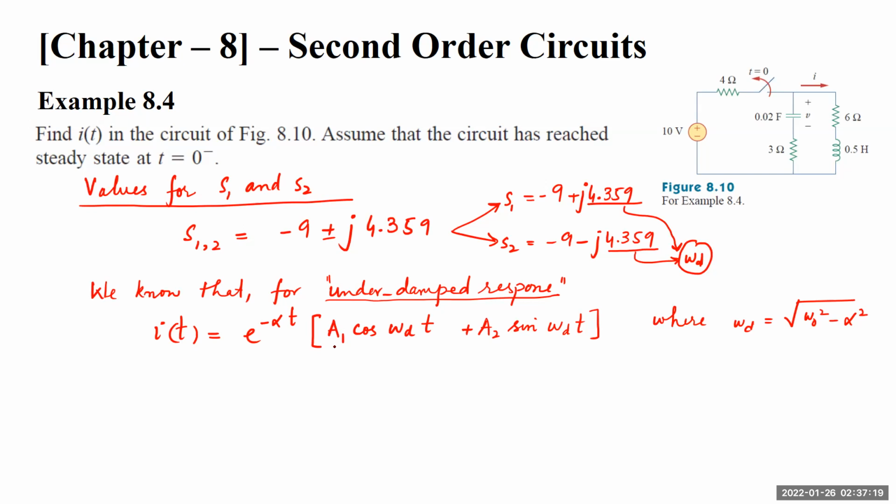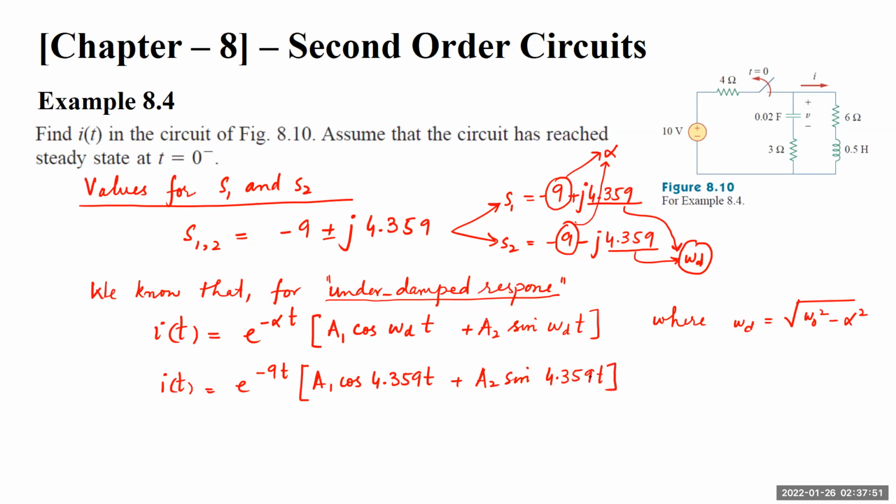So if we now just put in the values, this is omega d and this is my alpha. So these two values are alpha, again the same value as alpha, right? So just put in the values. So I of t will become e raised to power minus 9t times A1 cos of 4.359 t plus A2 sine of 4.359 t. So this is your first case.